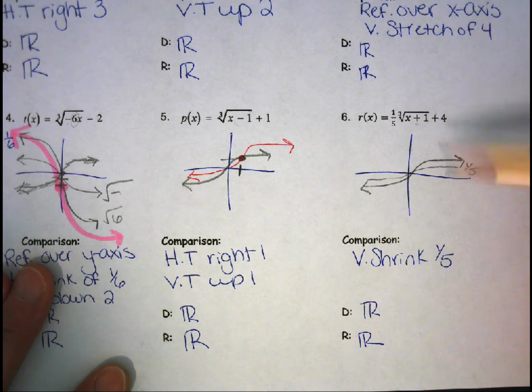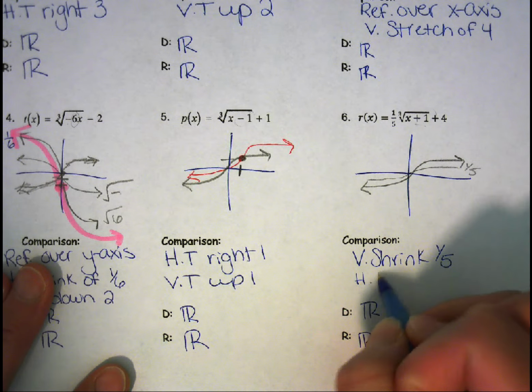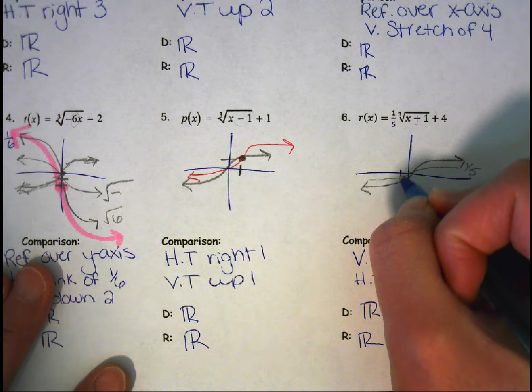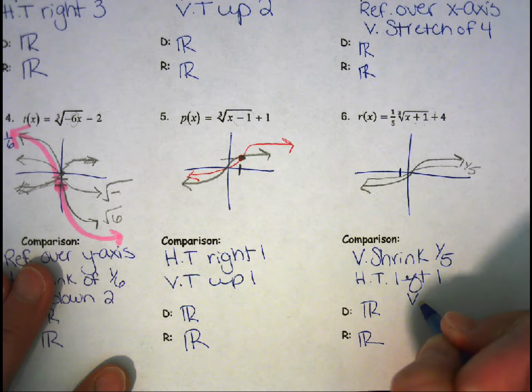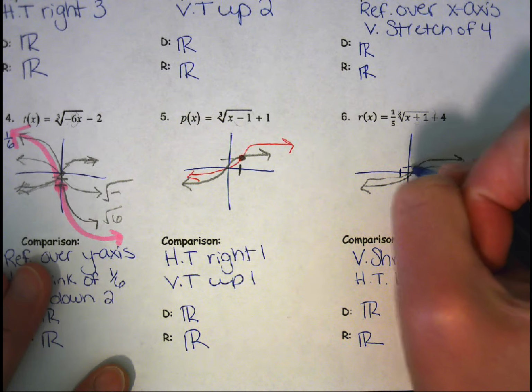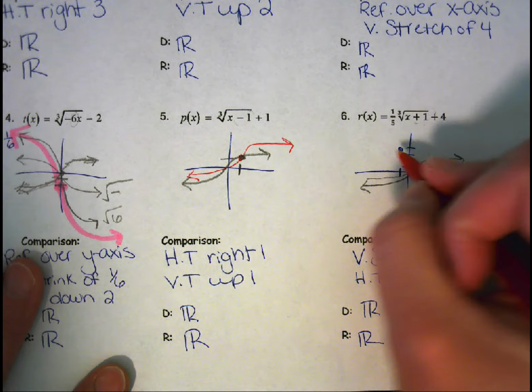+1 is really going to move it left. So that's going to be a horizontal translation, left 1. So now we've gone left 1, and the 4 is outside, and so that would be vertically up 4. So we'll move up 1, 2, 3, 4, and this is our new turning point. Now remember, this is going to be flat.